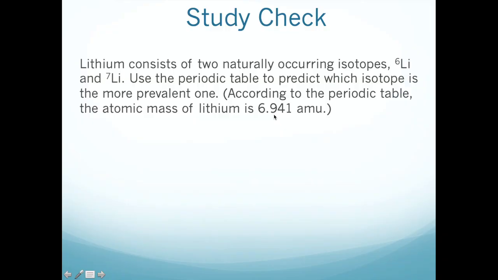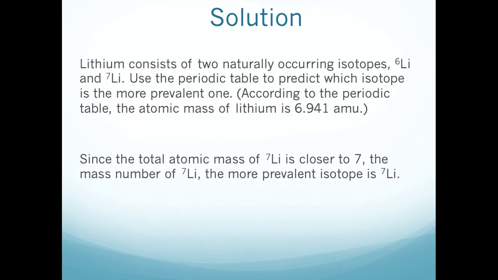Notice that's 6.941. So it's only a little bit away from 7, right? So that tells you that lithium-7 must be the more prevalent isotope. There must be more lithium-7. I mean, there's obviously a little bit of lithium-6, and that's why the average is lower than 7, but the fact remains that this average is still pretty close to 7, which tells you that must be the more abundant isotope.